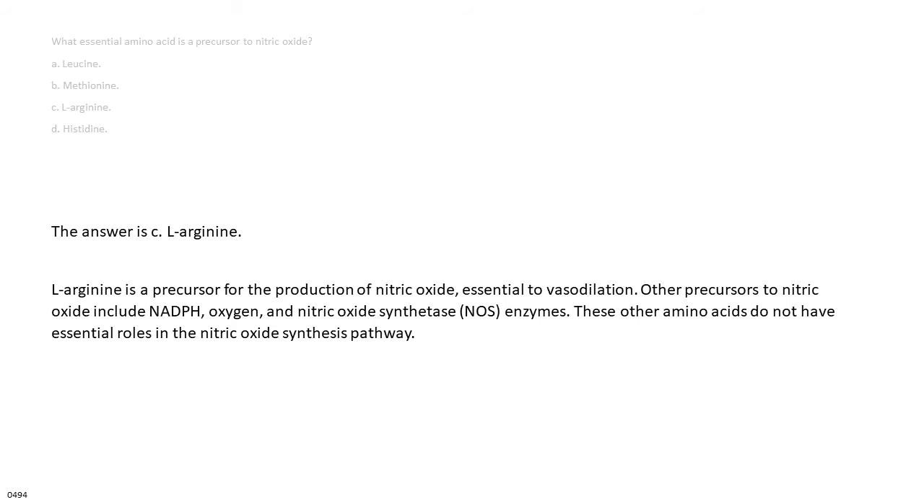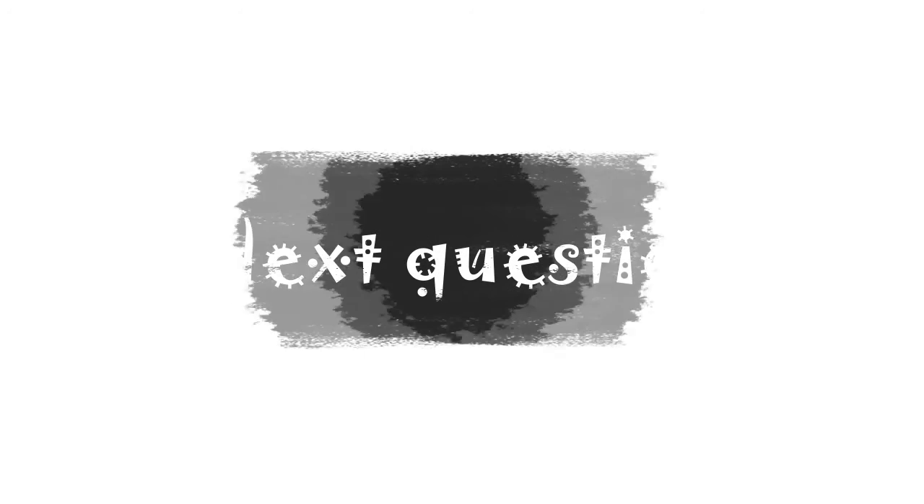The answer is C. L-arginine. L-arginine is a precursor for the production of nitric oxide, essential to vasodilation. Other precursors to nitric oxide include NADPH, oxygen, and nitric oxide synthetase, NOS, enzymes. These other amino acids do not have essential roles in the nitric oxide synthesis pathway.